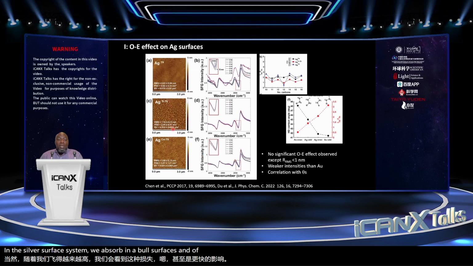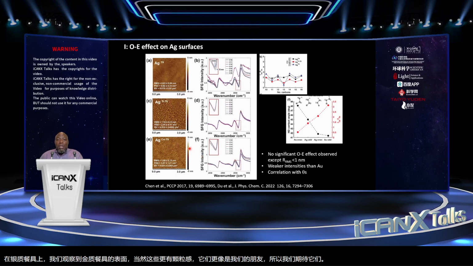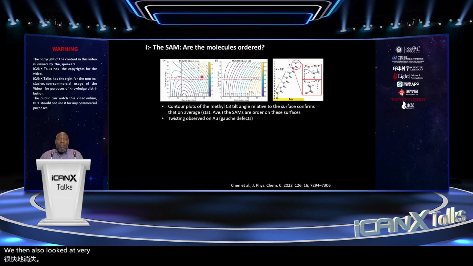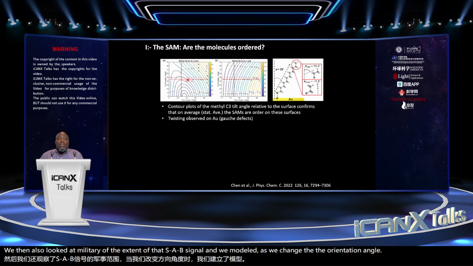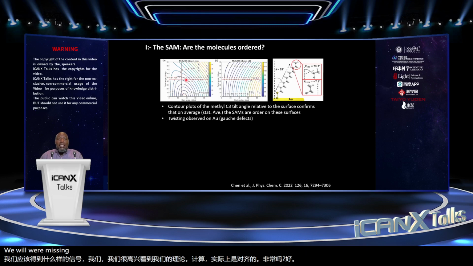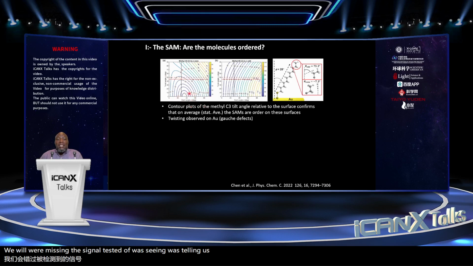And of course, these are more grainy, they are rougher, and so we expect them to be lost very quickly. We then also looked at theoretically the extent of that SFG signal, and we modeled, as we change the orientation angle, what kind of signal we should be getting. And we were very happy to see that our theoretical calculations actually aligned very well with what we were measuring. The signal intensity that we were seeing was telling us that the SAMs are very well ordered on those surfaces.